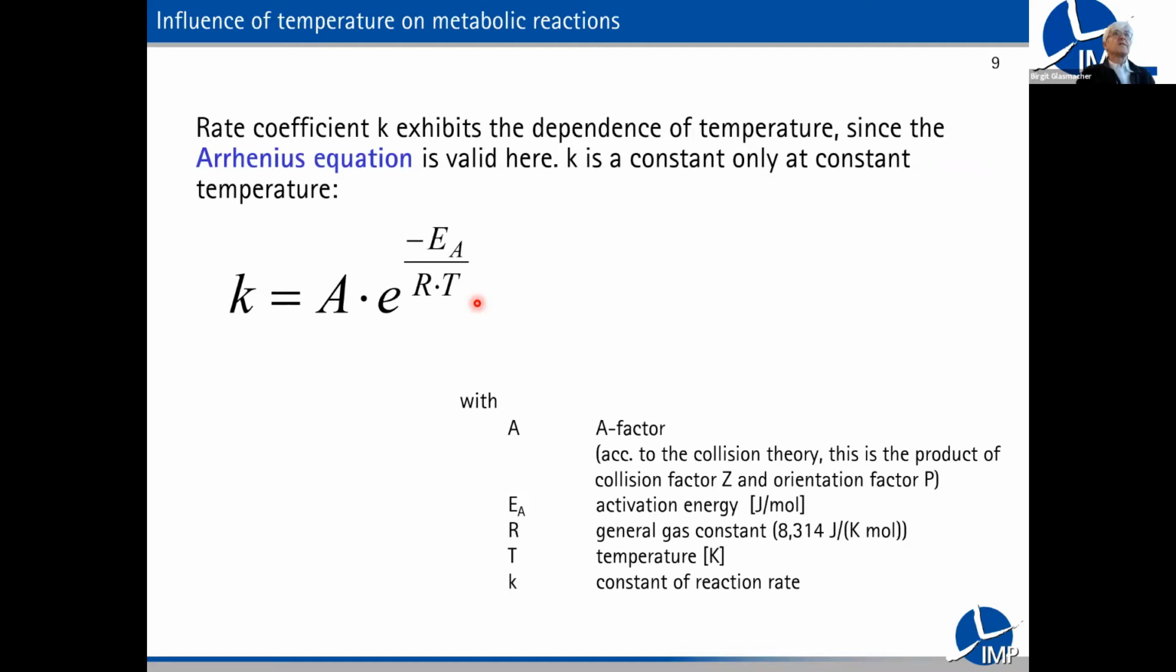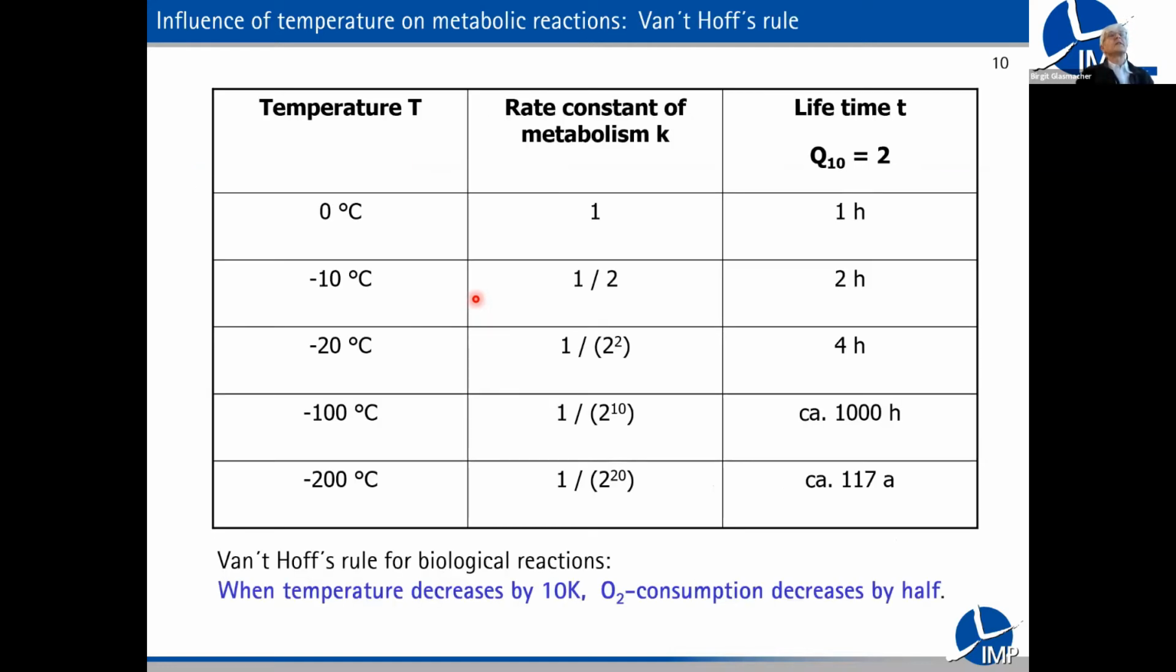And another important equation is Van 't Hoff's law. It is a rule that he found out: when the temperature decreases in biological reactions by 10 Kelvin, the oxygen consumption decreases by half. And this is, I think, quite important.